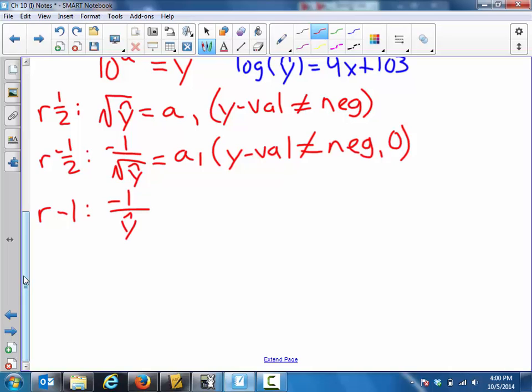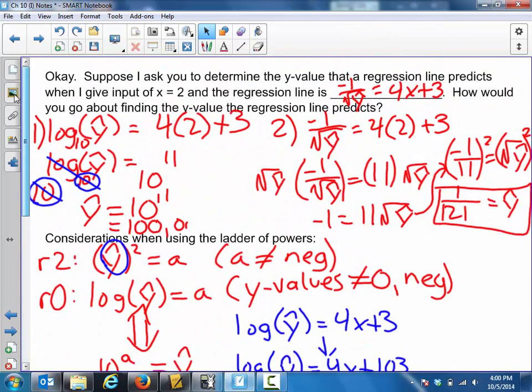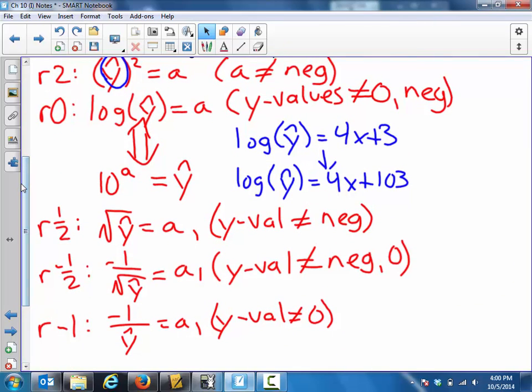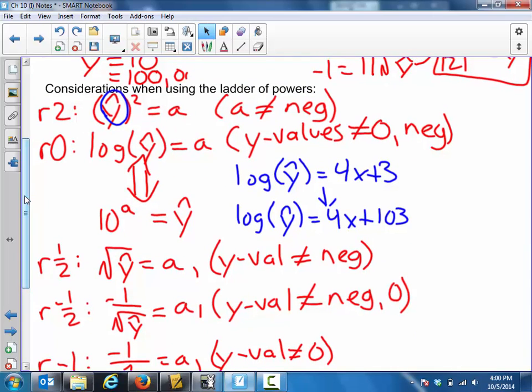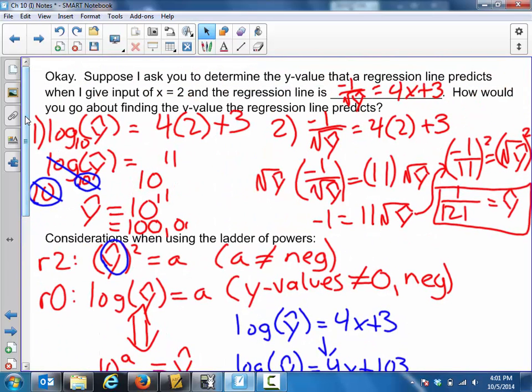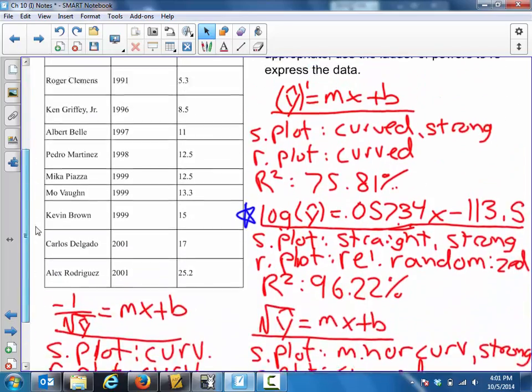Last rung here, rung -1. Let's say you plugged in again for x. You have -1 over y hat equal to some constant, some number on the other side. Your y values simply can't be equal to 0. Okay, so what's the takeaway here? From all that we've talked about regarding rungs 2, 0, 1/2, -1/2, and -1, I would, in general, notice the repetition with negative values and 0 being a pain in the butt.